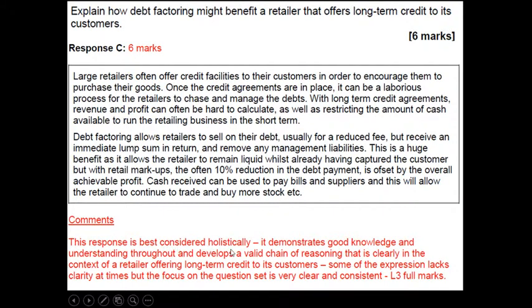This response is best considered holistically. It demonstrates good knowledge and understanding throughout and develops a valid chain of reasoning that is clearly in the context of a retailer offering long-term credit to its customers. Some of the expression lacks clarity at times, but the focus on the question is very clear and consistent. Okay, so it's a little bit wordy when you read it, particularly down here, but it's a very good explanation, fully in context, and that's basically what AQA are looking for.